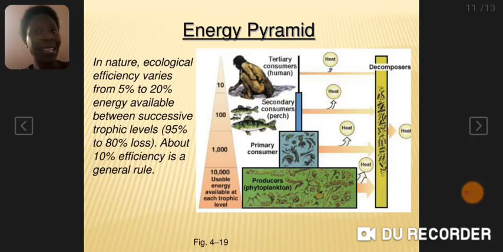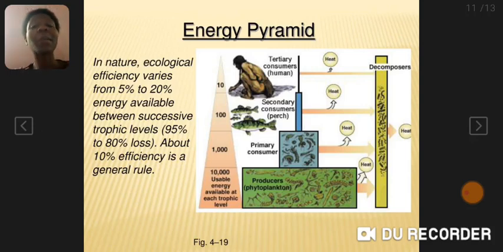Okay, the producers were able to make food from sunshine through photosynthesis, isn't it? And the greatest or the largest energy was contained in the producers. So the producers will have the largest. After making the food, they have the most quantity of energy inside of them.